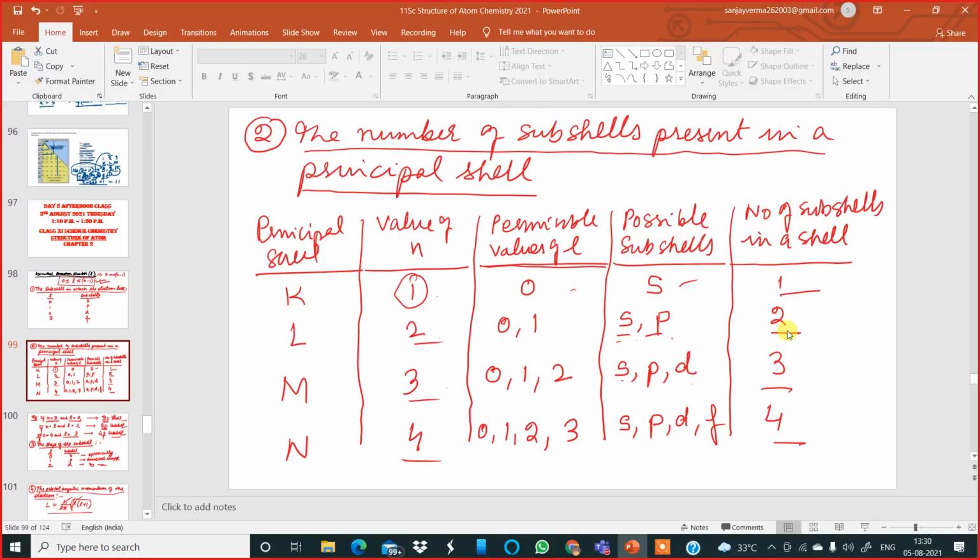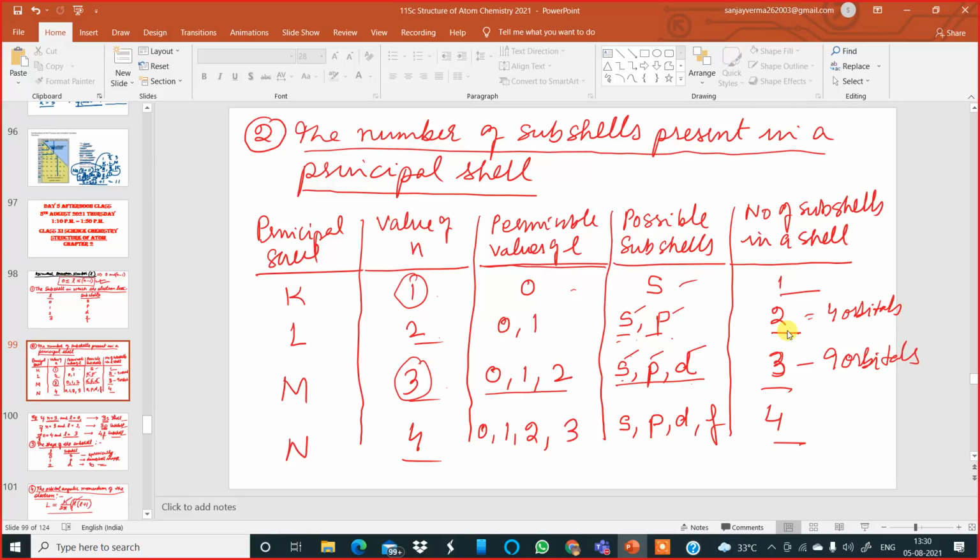Now, if you enter inside this, s will be 1 orbital, p will be 3 orbitals. So 3 plus 1, it will be 4 orbitals. If you come down over here, for n equal to 3, permissible values of l are 0, 1, 2. Possible subshells are s, p and d. So the number of orbitals in this case, where there are 3 subshells, will be 1, 3, 3 plus 1, 4, 4 plus 5, there will be 9 orbitals.